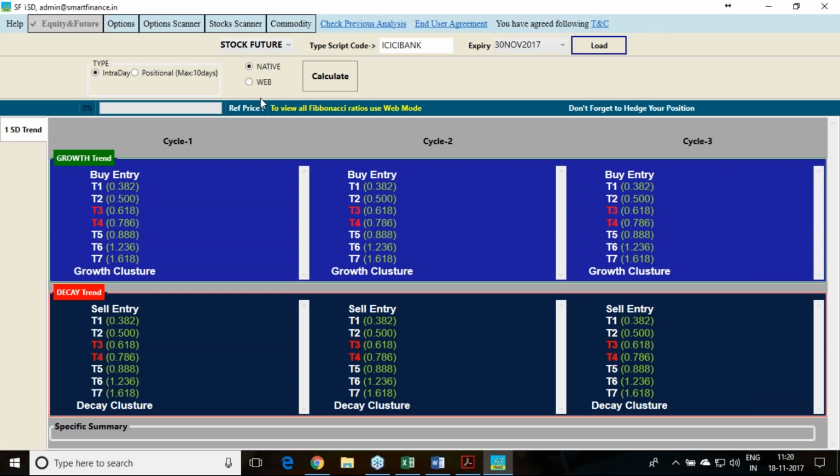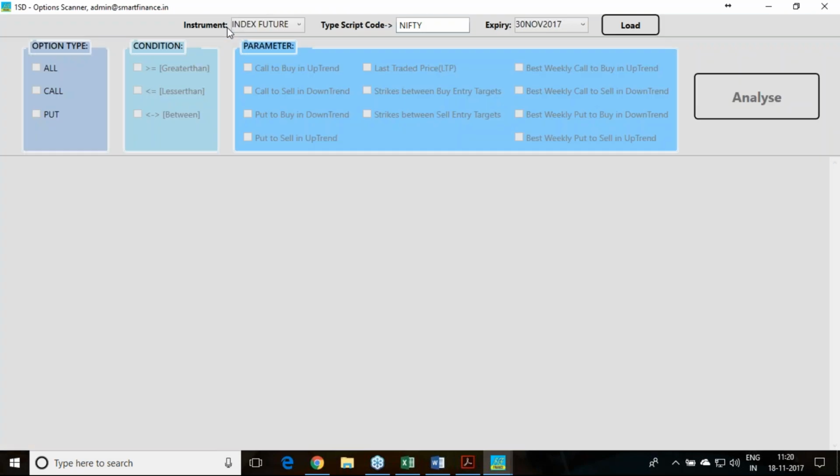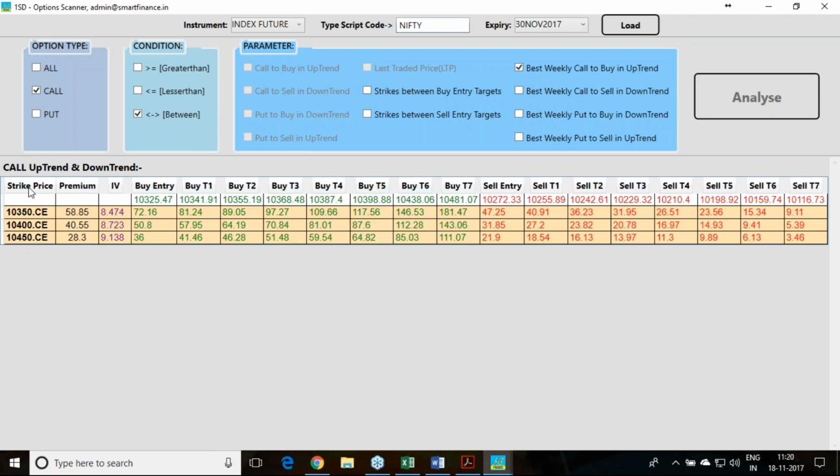So other than this trend analysis for intraday and positional, the software of One Standard Deviation has many features. It has an option scanner. It has a stock scanner to suggest the best stocks. The option scanner gives you the most appropriate strikes to trade on a weekly or daily basis. So if you are going for call options, it filters out and tells you which call options you can purchase in case there is an uptrend. It simplifies your job of choosing the best strike for weekly purchase, weekly sale, and many other features it has.